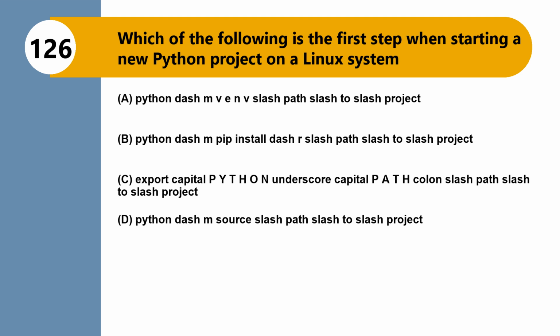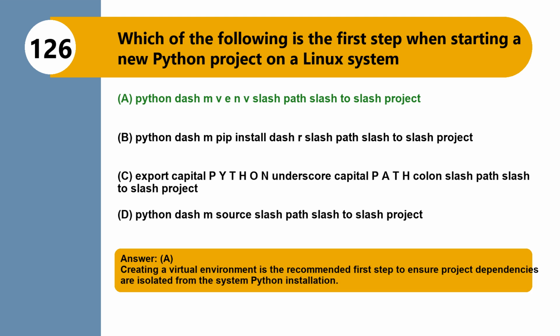Question 126. Which of the following is the first step when starting a new Python project on a Linux system? Option A, python -m venv /path/to/project. Option B, python -m pip install -r /path/to/project. Option C, export PYTHONPATH=/path/to/project. Option D, python -m source /path/to/project. The correct answer is option A, python -m venv /path/to/project. Creating a virtual environment is the recommended first step to ensure project dependencies are isolated from the system Python installation.